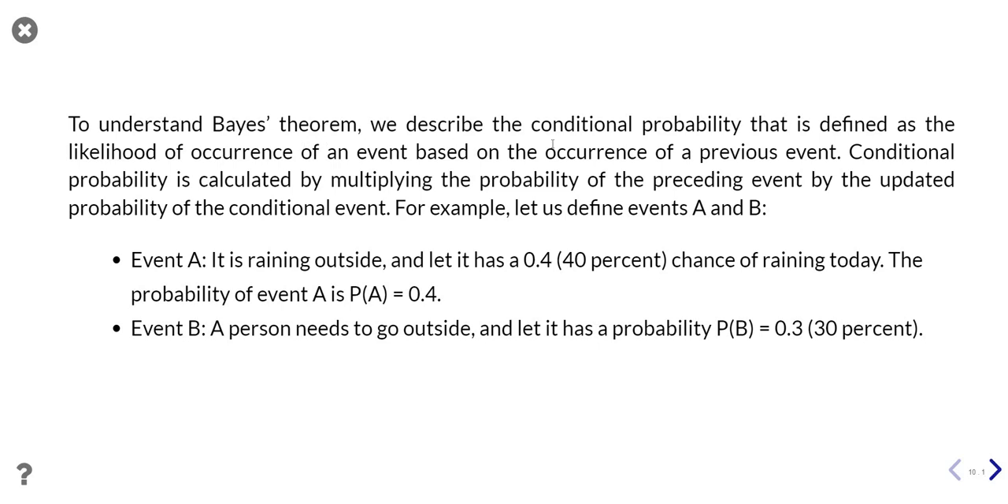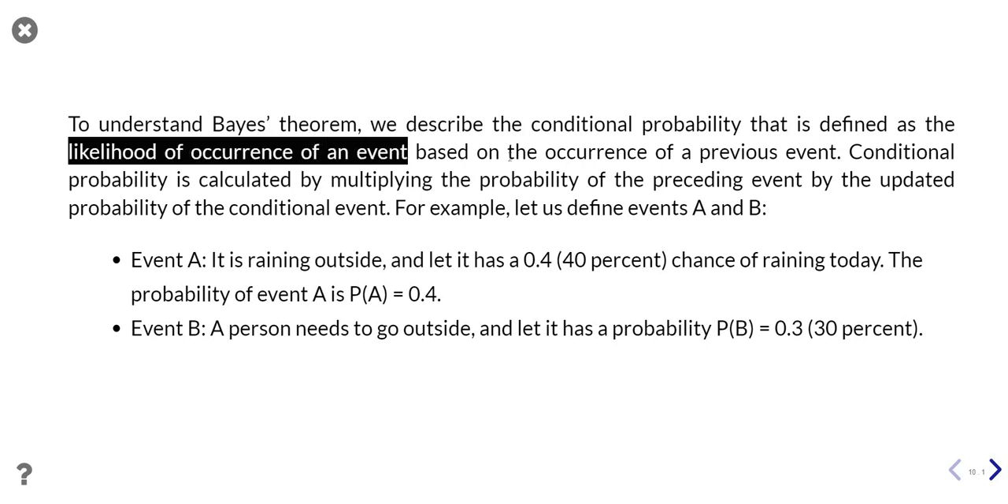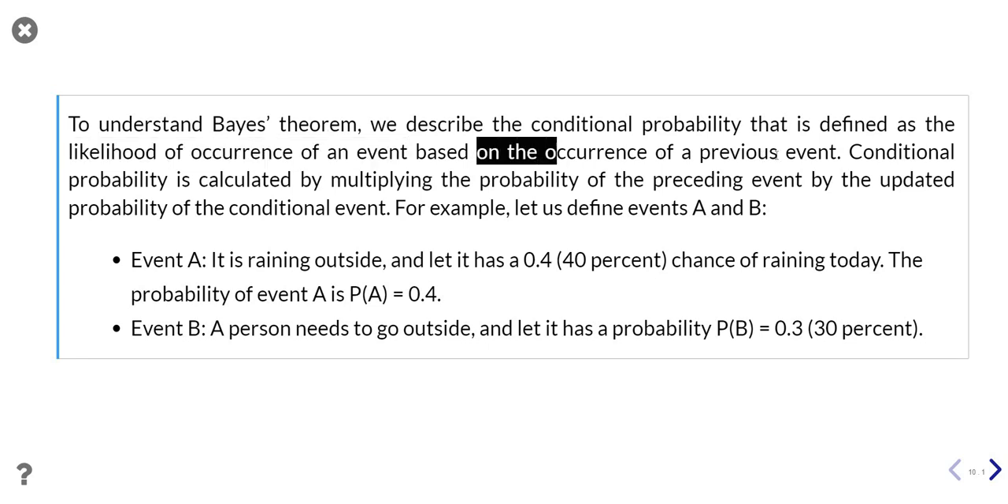So to understand Bayes' theorem, let's try to describe conditional probability, defined as the likelihood of occurrence of an event based on the occurrence of a previous event. Right? So let's define two events, event A and event B. Let's say event A is that it's raining outside, and it has a 40% chance of raining today. So the probability of event A is of course 0.4.